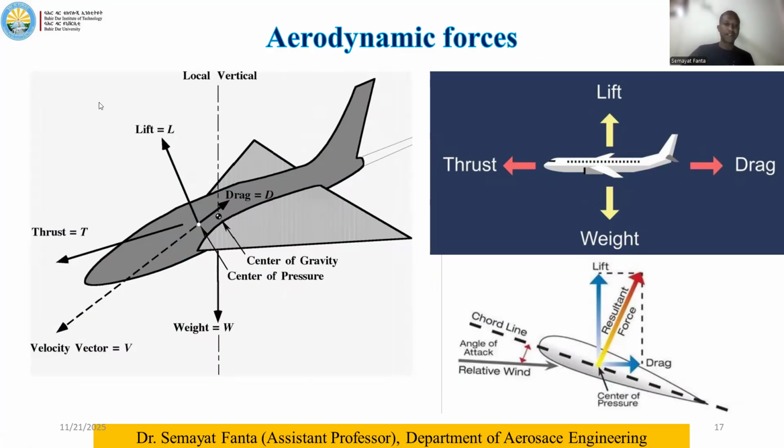Lift and drag, these aerodynamic forces, act through the center of pressure, but the weight acts through the center of gravity. So the weight acts through the CG, and lift and drag act through the pressure center. Thrust is in the direction of the motion, so the velocity vector and thrust vector may not coincide. It may create a small angle. That will contribute to the performance equations, the force summation equations.